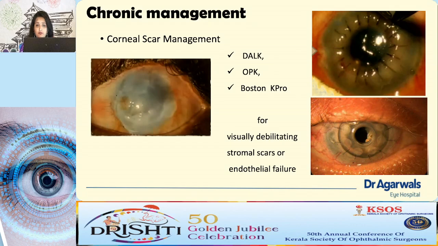Now coming to chronic management of scars of the cornea, we can either do DALK in case of superficial corneal damage. We can go for an optical keratoplasty, or if this does not work and there's frequent failure of the keratoplasty because of limbal stem cell deficiency, we may even have to go for a Boston K-Pro.